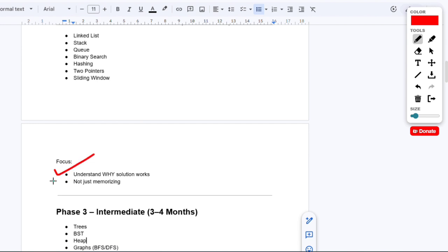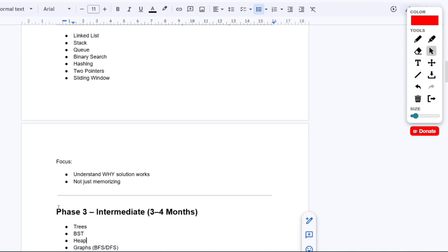So you have to be disciplined, you have to be consistent. Okay, so focus on why the solution works and not just memorizing the code. This is the important point. You don't have to memorize the code, friend, you have to understand the logic and the approach. You should be able to analyze the time complexity of the code you have written, know the different approaches, and know how to optimize it. These are things which interviewers test very much.